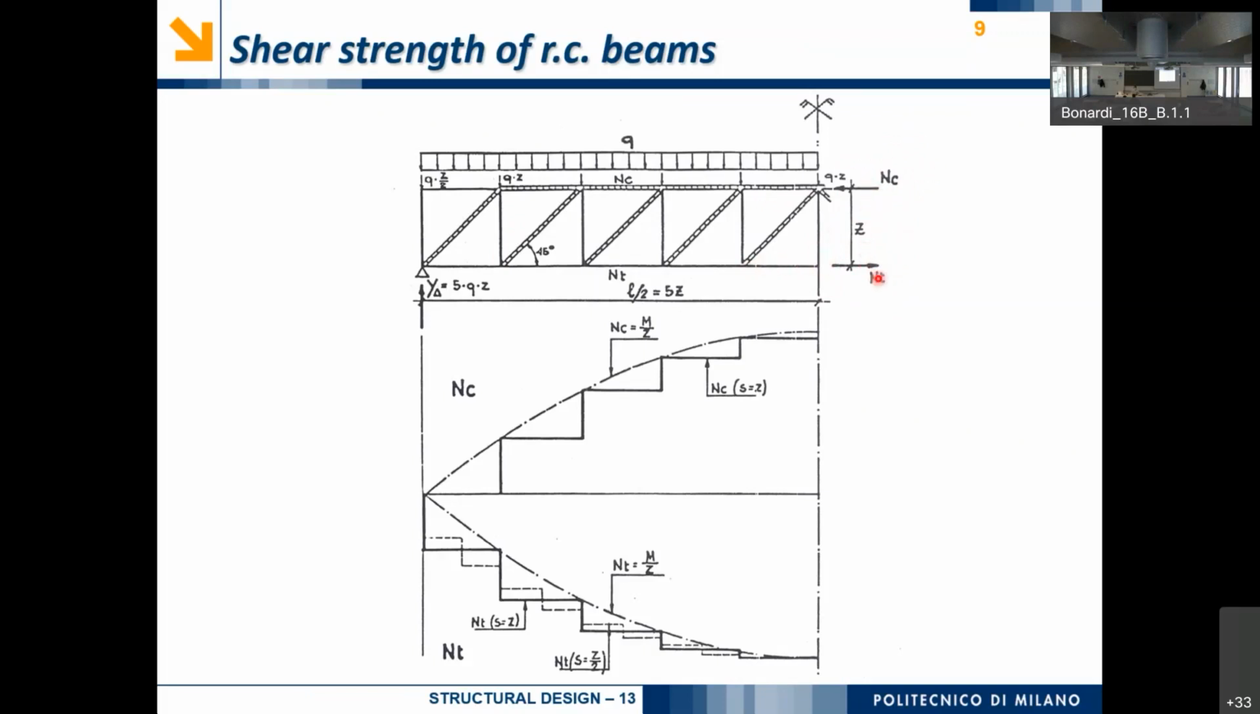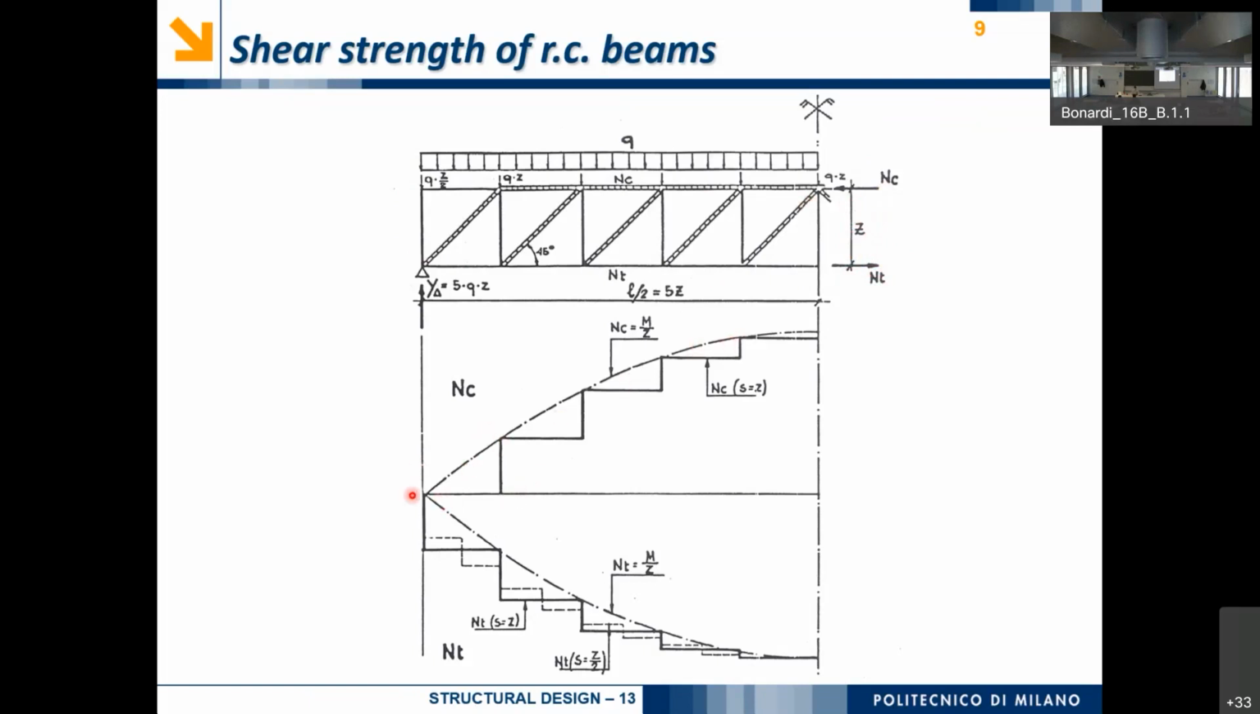The distance is usually called Z, that is typically 0.9 times the distance between the top of the cross section and the reinforcement bars. But the most important thing is that Z is the effective length of this structure, and it is basically the lever arm. So the higher Z is, the more bending moment the structure can undergo.